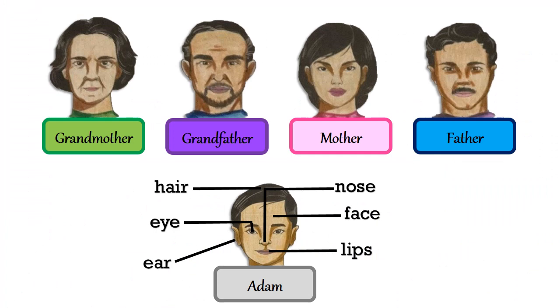Look at the features on Adam's face. From whom are these characteristics inherited? His type of hair and the shape of his eyes, ears, nose, face, and lips can be inherited by Adam, both from his parents and grandparents.